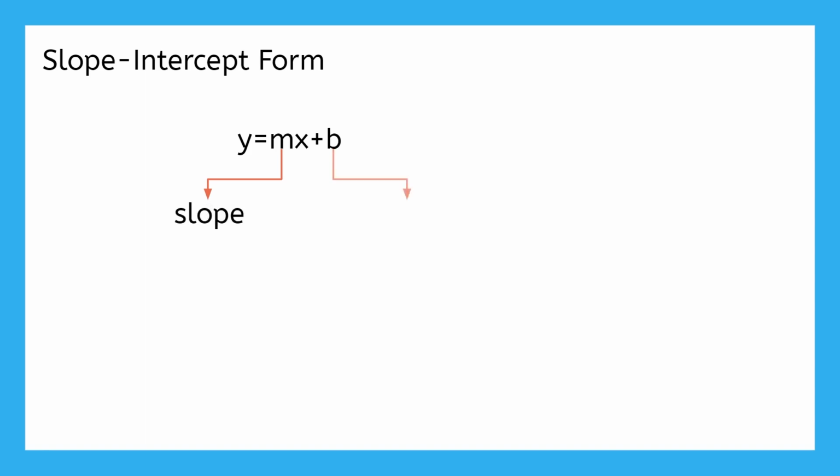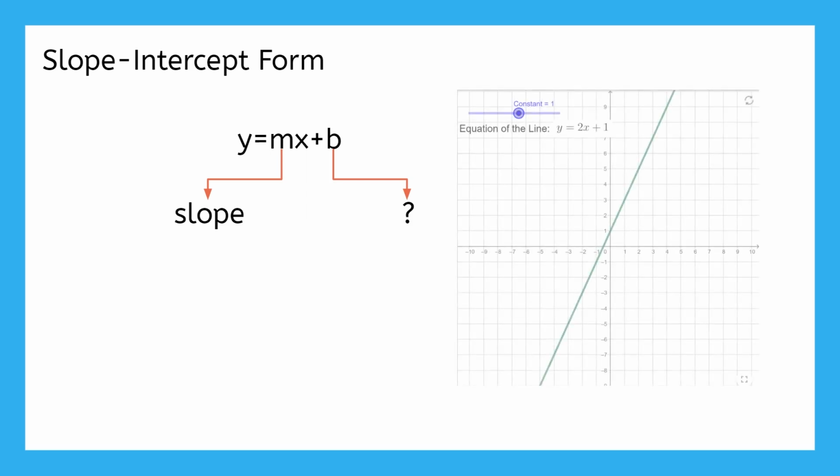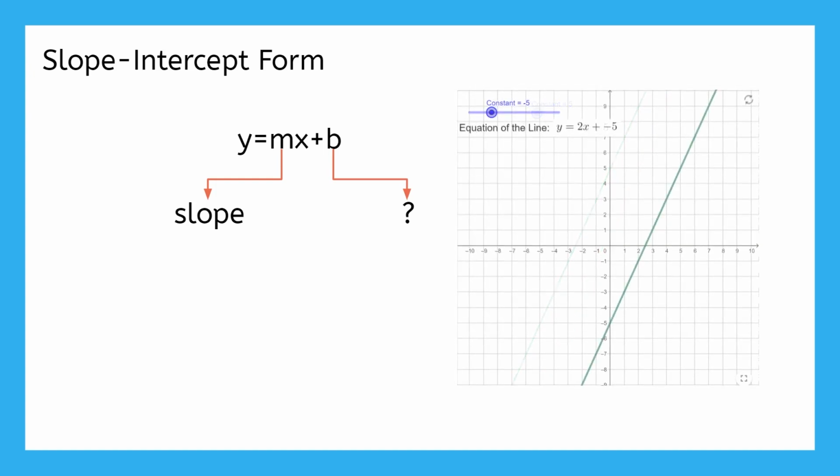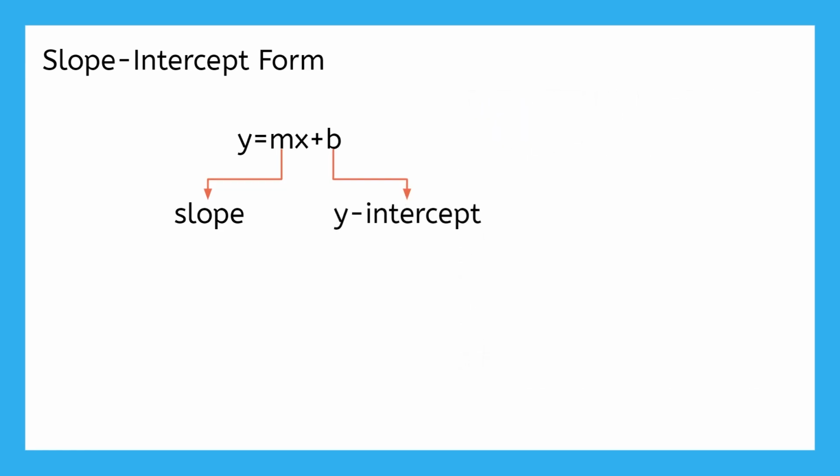Now what about b? You got to see what b does in exploration number 2. What did you find out? Changing the constant term shifts the line up and down on the coordinate plane. More specifically, b is the y-intercept of the line.